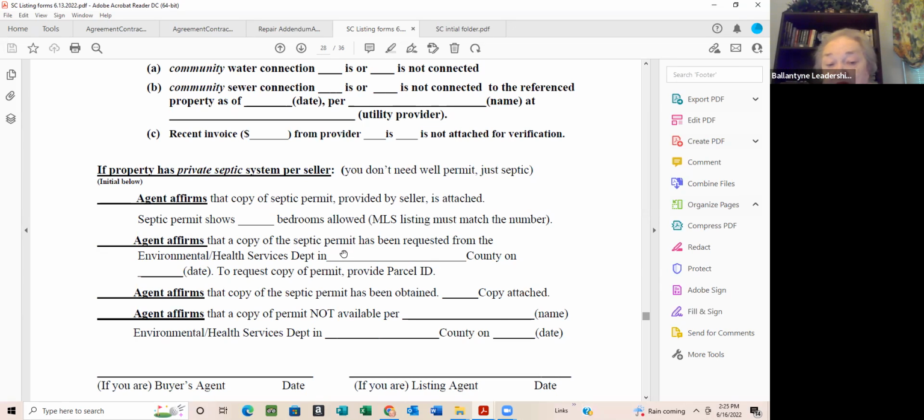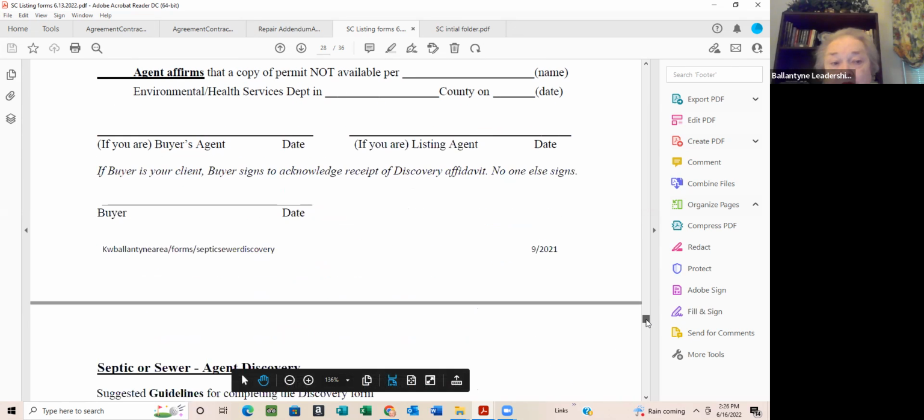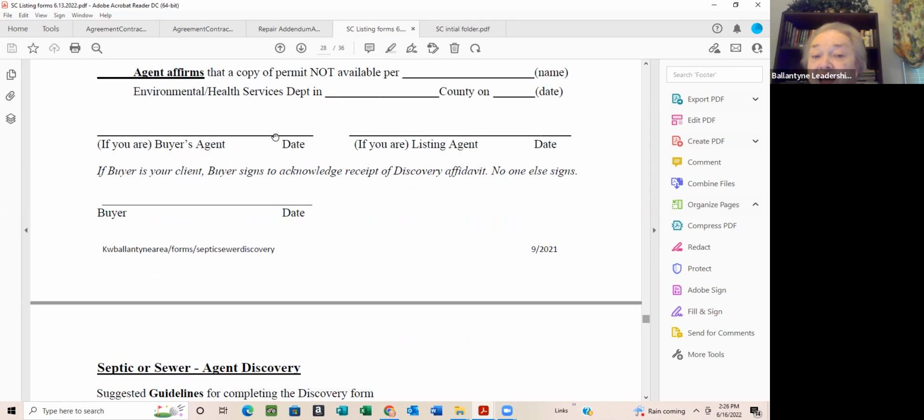On the bottom here, on the signatures, if you're the buyer's agent, I want you to sign it, and I want your buyer to sign it, that you gave it to them. If you're the listing agent, only you sign it. The sellers put the information in that residential property disclosure. So the seller doesn't need to verify this. They've already told you what they think.